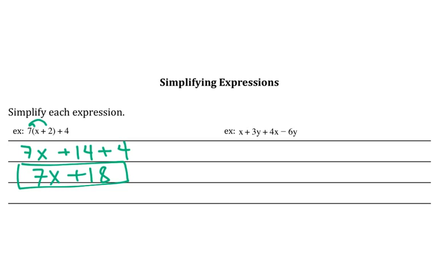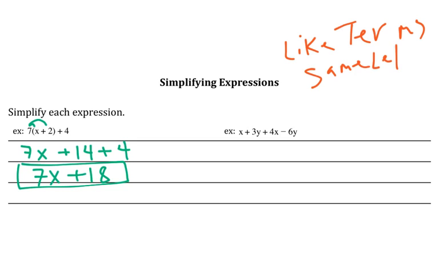So again, for two terms to be alike, they have to have the same letter. In that case it was x, and the same power. In this case it was the power of 1. So because 18 does not have any x's with it, we cannot combine like terms.